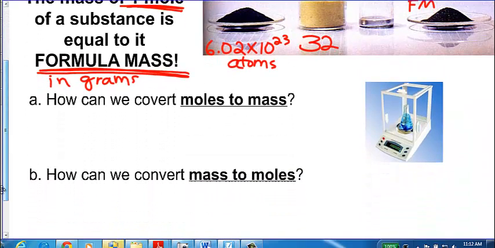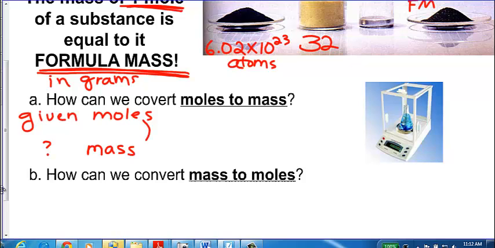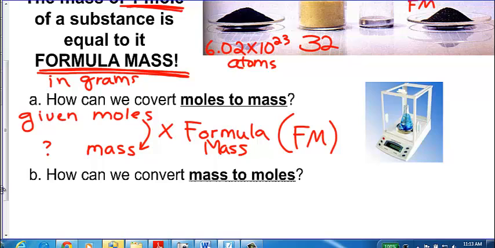So if we are given moles, and they are asking us for mass, we're going from moles, therefore we would multiply, and what we would multiply by is the formula mass, which again, I'm not going to write out formula mass each time, it's just Fm. So unlike molecules where we always use the same number for everybody, here this number is going to be different. It depends on the formula mass.